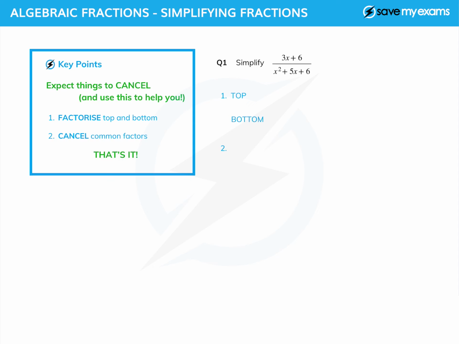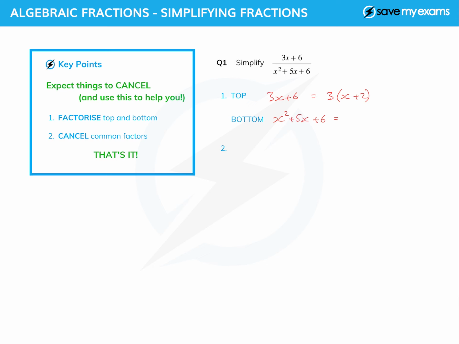So let's have a look at this particular question. The top is 3x plus 6, and there is a common factor of 3, which we take out and we say that's 3 times x plus 2. And we can check that by multiplying out if we want to. Okay, the bottom is x squared plus 5x plus 6. Now, of course, you do need to be able to factorise quadratics to be able to do this.